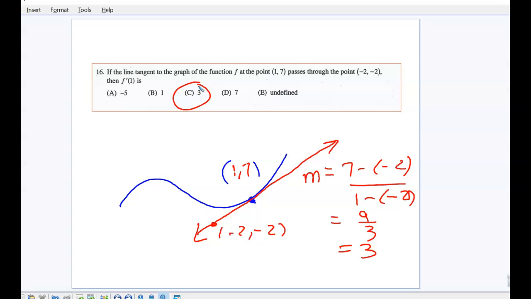So this question was just really testing whether you understood what f prime of 1 meant. And f prime of 1 meant the slope of the tangent line. And we were able to find the slope of the tangent line without even knowing the function because we had 2 points on the tangent line to calculate the slope.